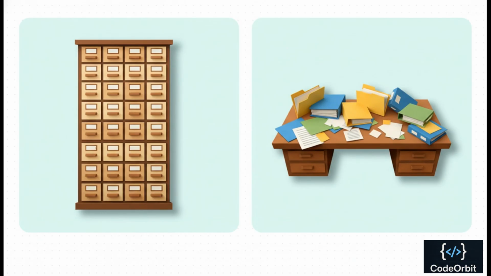And where does that data actually live? In a database. You've basically got two main flavors. SQL databases are like super organized spreadsheets, perfect for structured data. NoSQL databases, on the other hand, are more like a folder full of documents, which gives you a lot more flexibility. Eventually, you'll want to get comfortable with both.